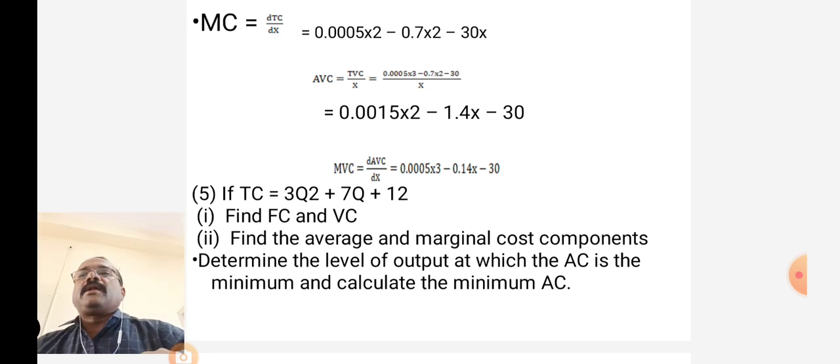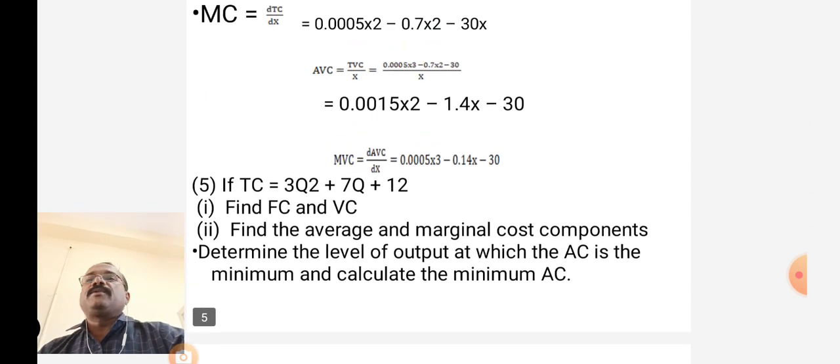Let us move on to another problem to solve. If TC equals 3Q² plus 7Q plus 12, find out FC and VC, that is fixed cost and variable cost, and then find out the average and marginal cost components, and also determine the level of output at which the average cost is the minimum and calculate the minimum average cost. Okay, this is the question, and then what are the solutions that we are going to take on. I have not given it in the PPT. Please go with the study material, dear students, you will find it.